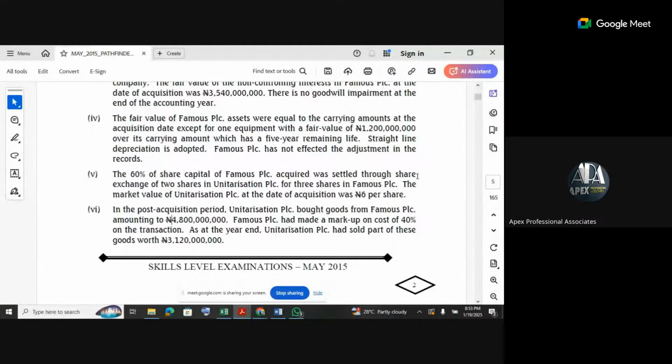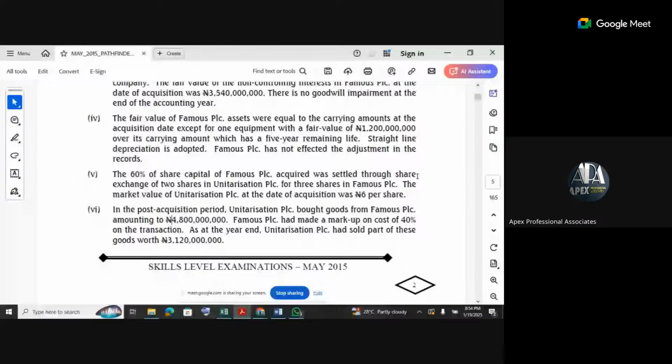The question only said, in the post-acquisition period, unitarization PLC bought goods from Famous PLC amounting to 4,800, right? Famous PLC had made a markup on cost of 40% on the transaction. It is a full stop, so that statement is standing on its own. As at the end, unitarization PLC has sold part of these goods worth 3,120. It didn't say worth 3,120 plus the markup of 40%. He didn't say anything like that. He only just gave you the figures.